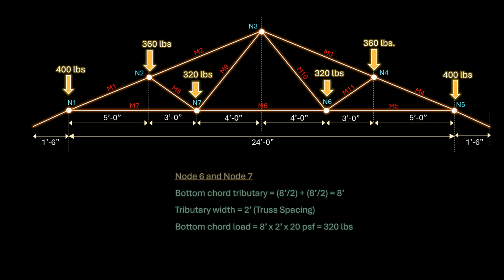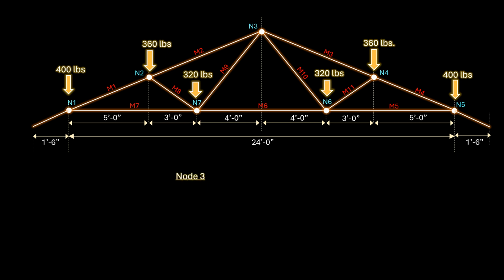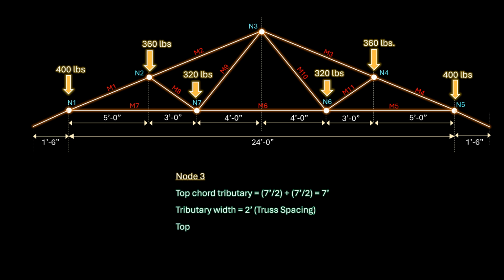Finally, let us consider node 3. The top chord tributary length is 7 feet and the tributary width is 2 feet since the trusses are spaced at 2 feet on center. The loading is 7 feet times 2 feet times 30 pounds per square foot, which is 420 pounds. These are the nodal forces that we will use in our analysis.